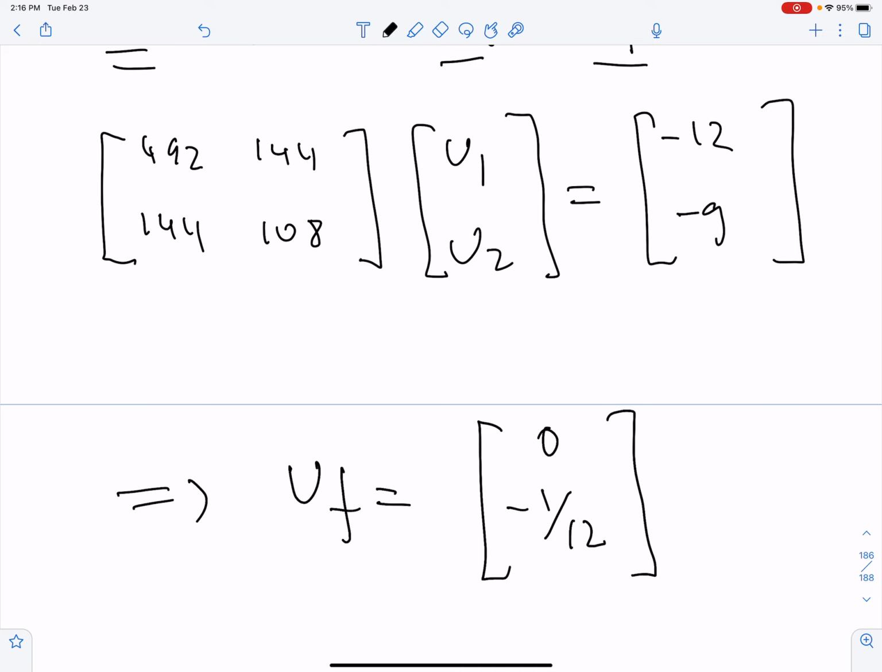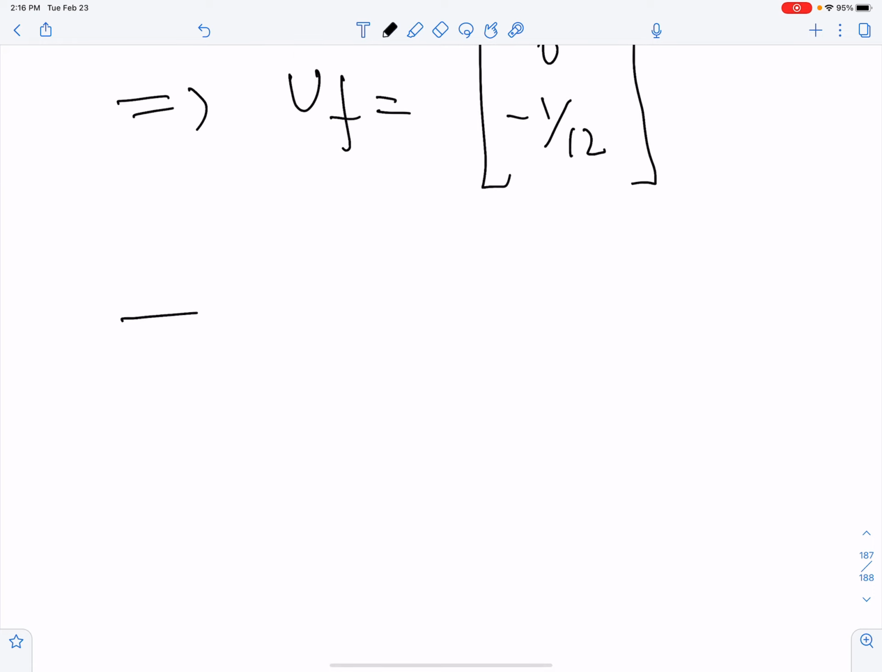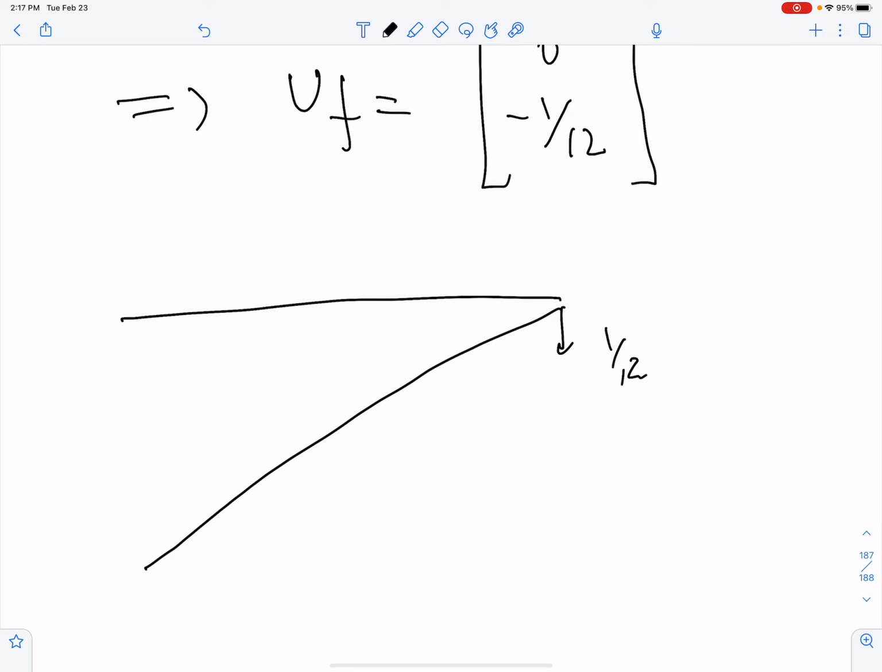So it's interesting, right? If this was the original configuration, this node drops by 1 over 12, but doesn't encounter any displacement in the vertical direction, right? So this is going to be your displaced configuration like this. Okay. All right.